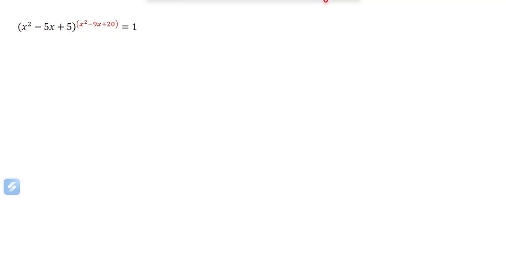So in today's video, we solve this equation. In this equation, this is the base and this is the exponent of that base. So let's solve this.